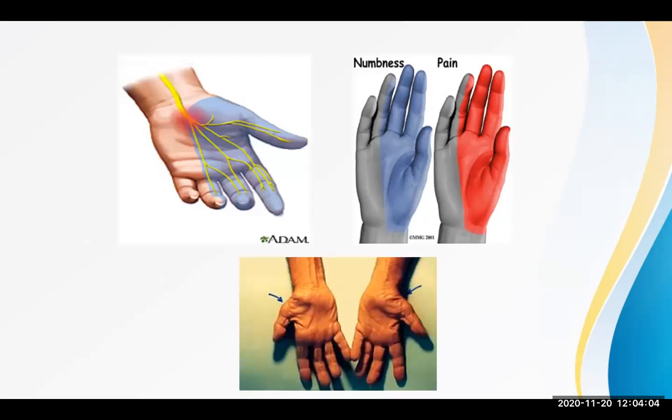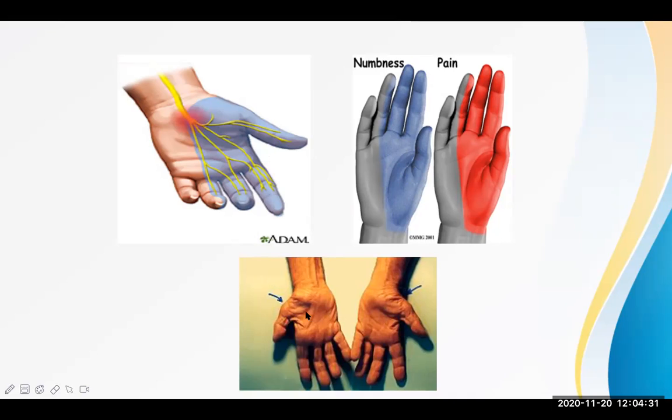Now, see this? This is a very beautiful picture which is showing us a lot of important clinical features of carpal tunnel syndrome. So have a look here. So this is the sensory problem. These are the areas which are supplied by the median nerve. So there is numbness and pain in this area.